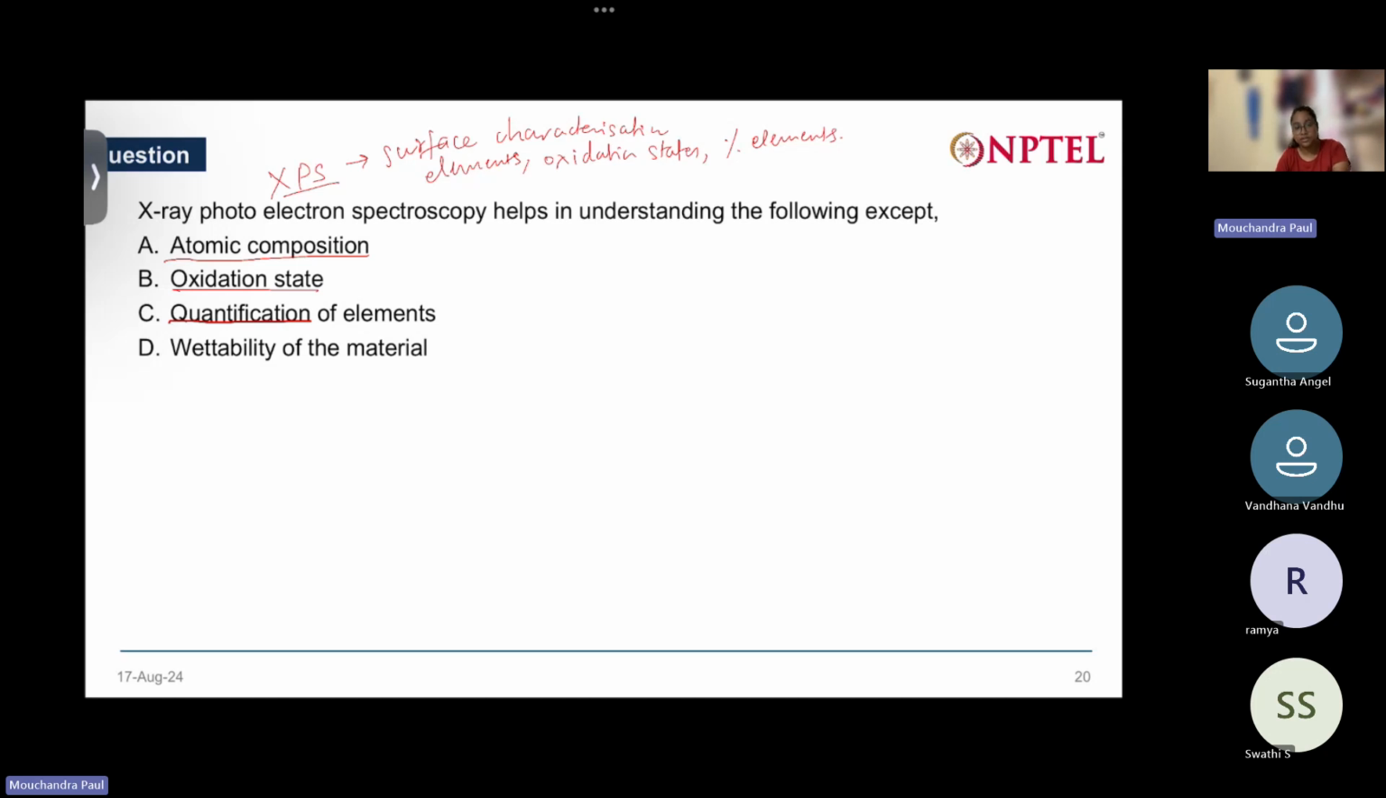So this very critical information is useful when you are trying to synthesize, say, new materials and you want to see the effect of the material surface on cell behavior. What it cannot tell you is the wettability of the material, means how hydrophobic or hydrophilic it is. Okay, which is why option D is correct.